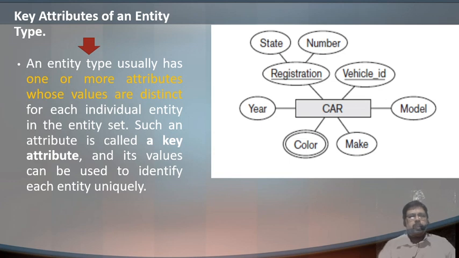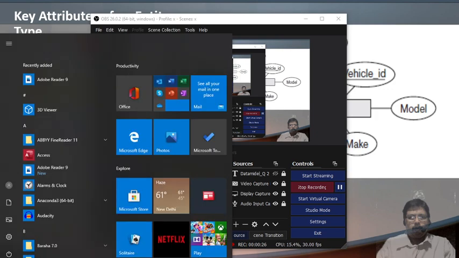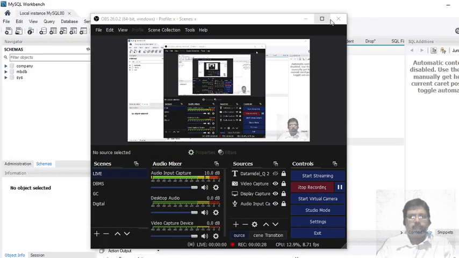In the previous class, we had discussed key attributes, and we know that key attributes have distinct values. Here I have placed an ER diagram of a car, where you can see the registration or vehicle ID is a key attribute. And I want to show you in the database, in the table also, which is a key attribute. So for that, I will just go to MySQL.